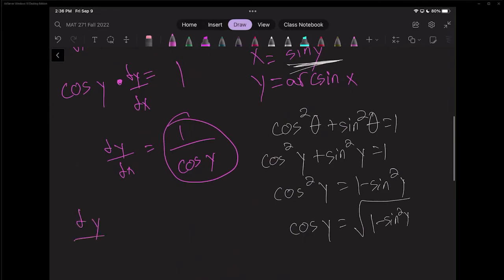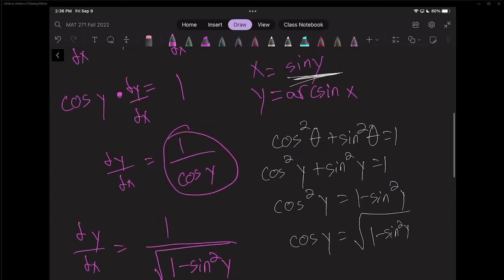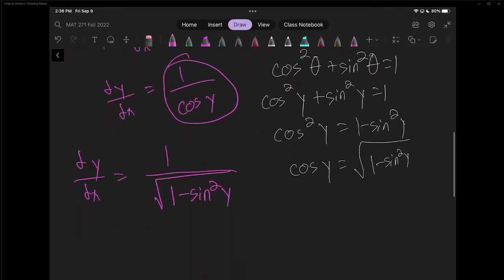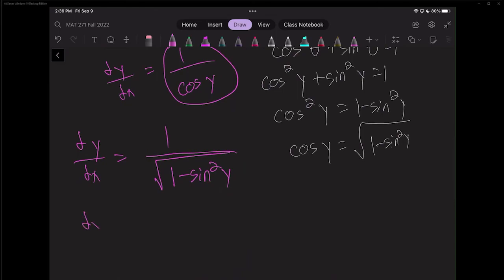So I'm going to continue on over here. dy dx is equal to 1 over the square root of 1 minus sine squared y. And sine of y is x. So dy dx is equal to 1 over the square root of 1 minus x squared. And this is the derivative of arcsine x with respect to x.